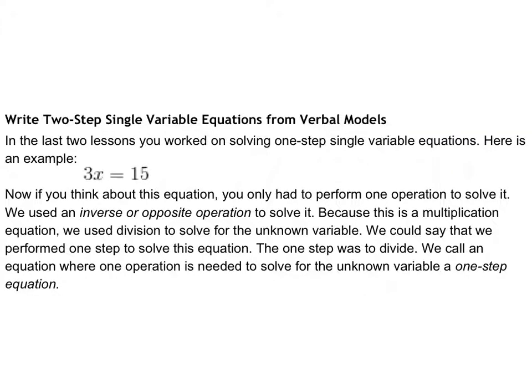So in the last two lessons, we worked on solving single variable equations. Here's one example: 3x equals 15. Now if you think about this equation, you only had to perform one operation to solve it. We used an inverse or opposite operation to solve it. Because this is a multiplication equation, we used division to solve for the unknown variable. We could say that we performed one step to solve this equation. This one step was to divide. We call an equation where one operation is needed to solve it for an unknown variable a one-step equation.